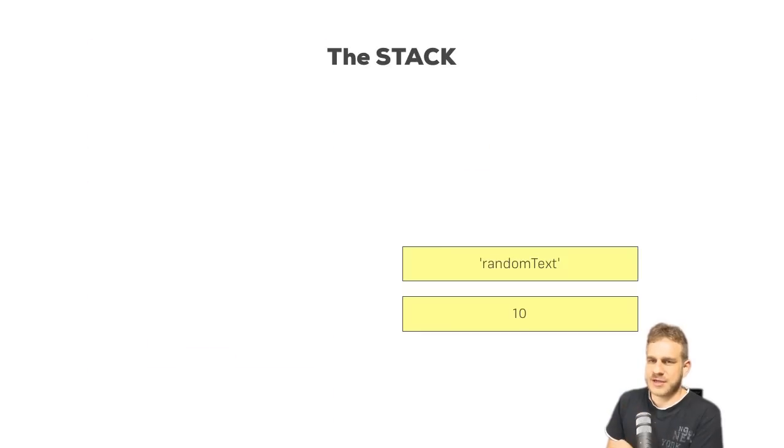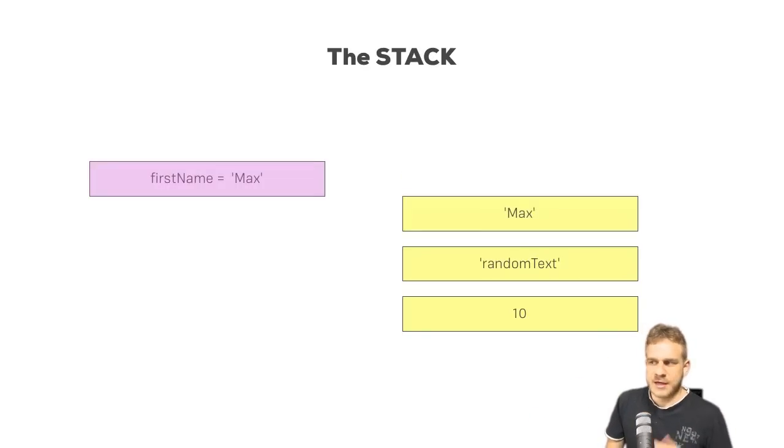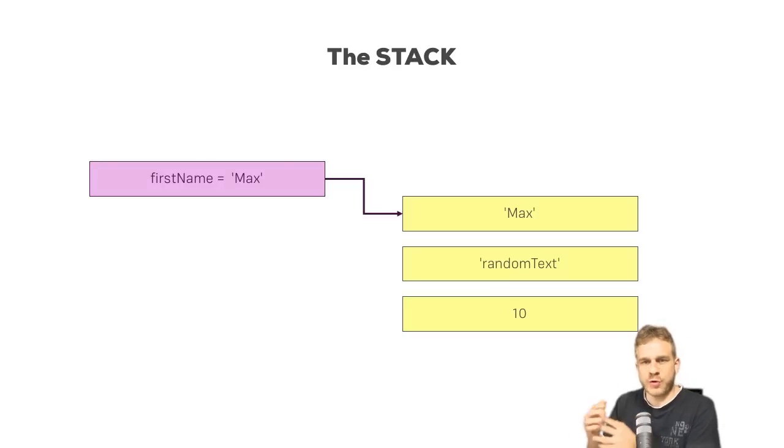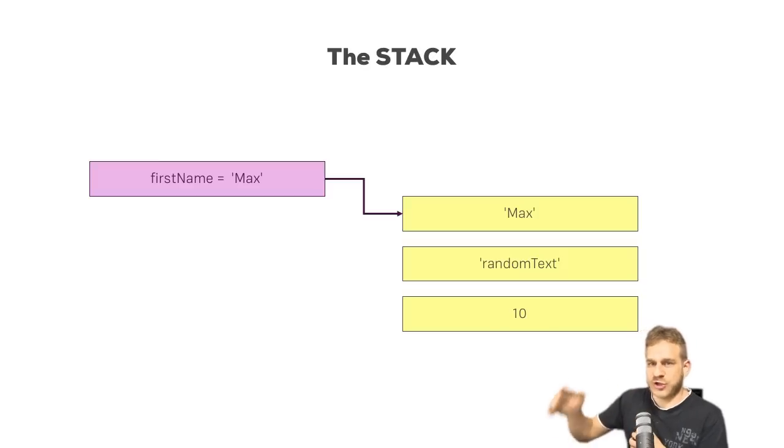Let's understand how the stack works. The stack holds, as the name implies, a stack of data. Let's say we already have some random number and some random text in there. Now we create a new variable, first name, Max. Therefore, we store this string Max somewhere in memory, or not somewhere, actually on top of the stack. And we basically know that this variable is accessing this part of the stack, this entry.